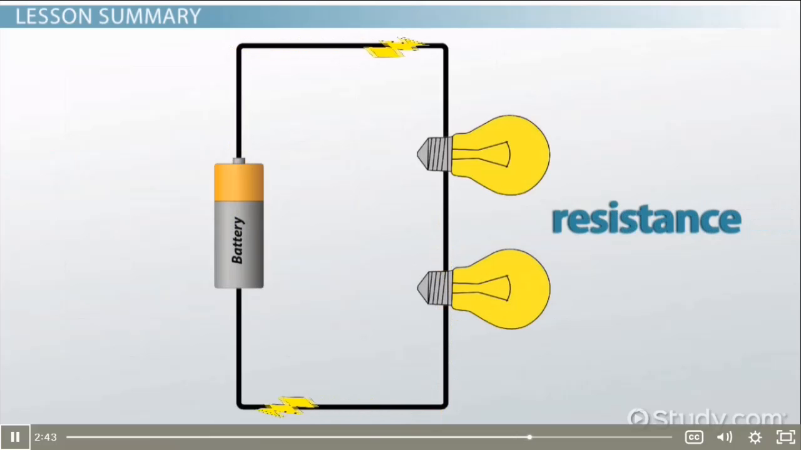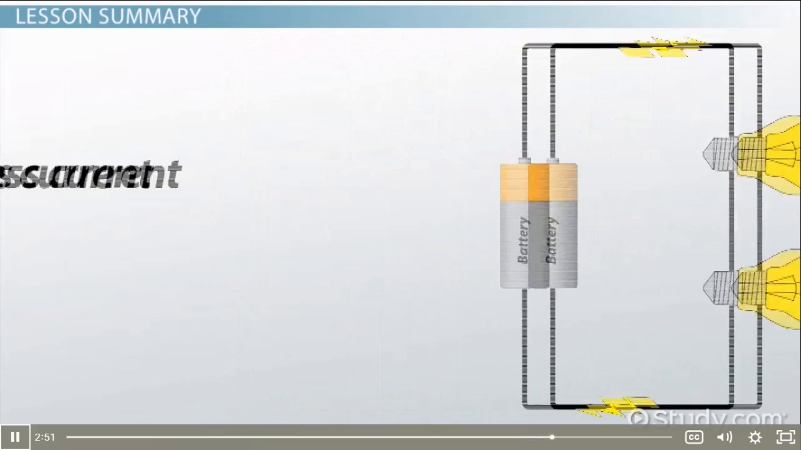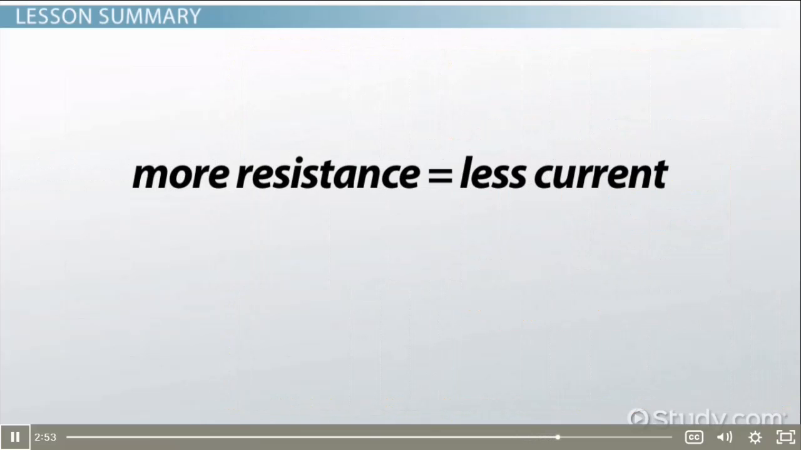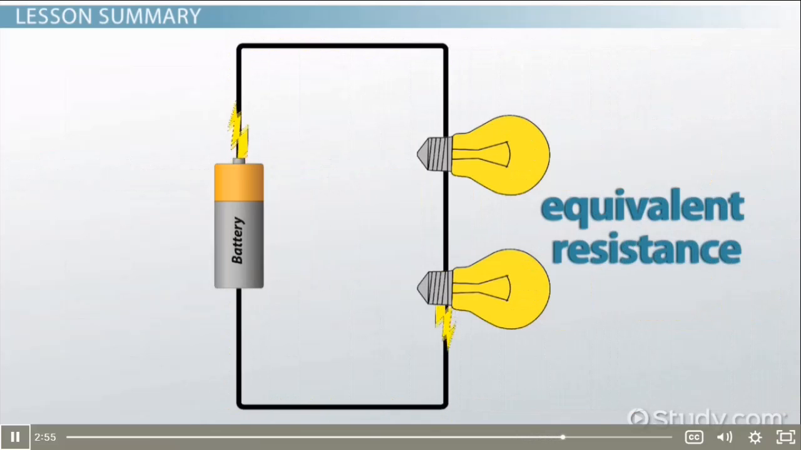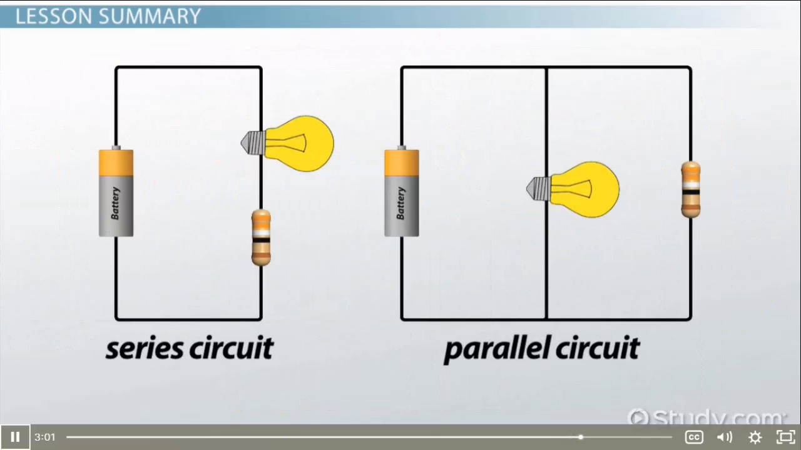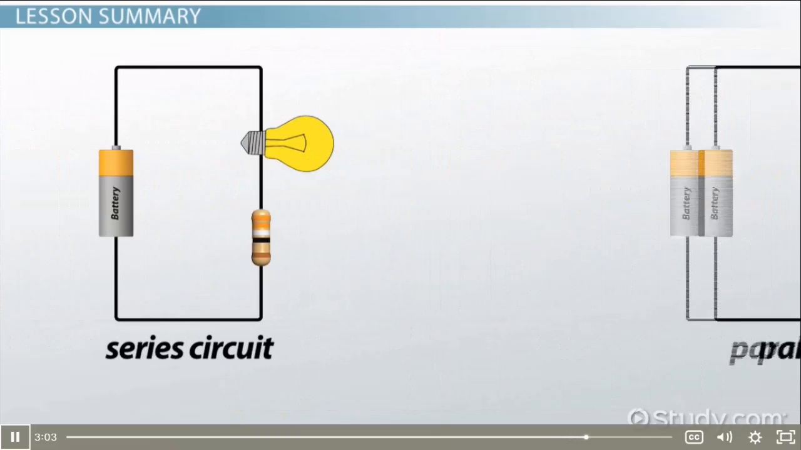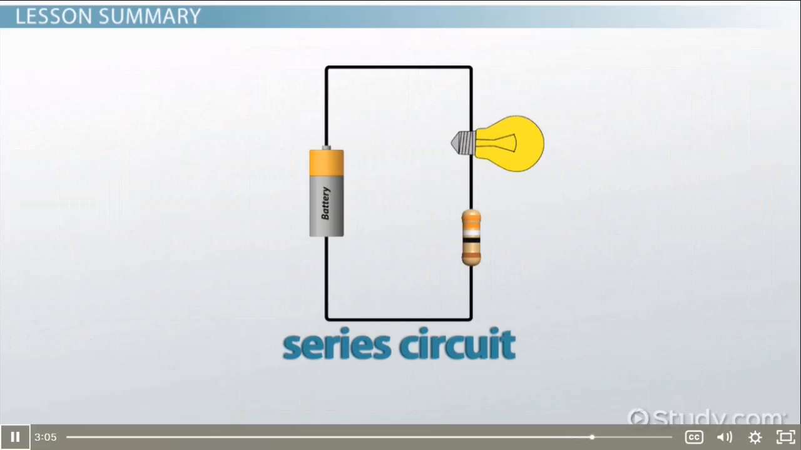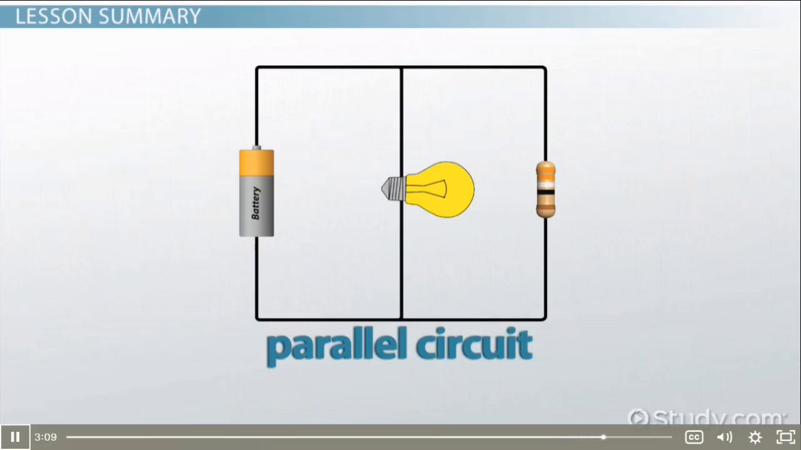The term resistance refers to the way we measure how much a circuit component resists the flow of electricity, or current, passing through it. More resistance means less current is flowing through the circuit. Equivalent resistance is a different way of indicating total resistance, which we calculate differently for series and parallel circuits. In a series circuit, the different components are connected in a single continuous loop. In a parallel circuit, separate branches connect the components.